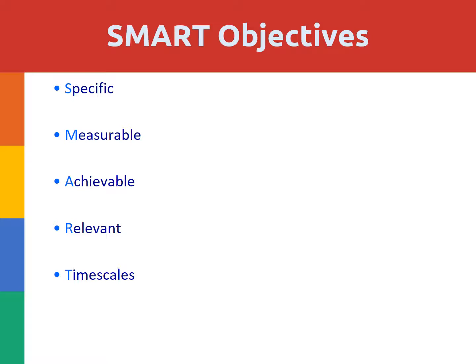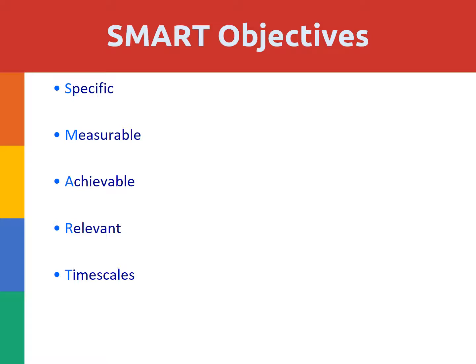Specific refers to whether the objective states what is being measured. So profit would be more specific than success, for example. Measurable means there needs to be some kind of measurement reference: money, percentage, number of people, etc. An objective also needs to be achievable for it to have any value and be motivating. Relevance means that the objective has to be appropriate to what the organisation is trying to achieve. And obviously there needs to be a timescale.